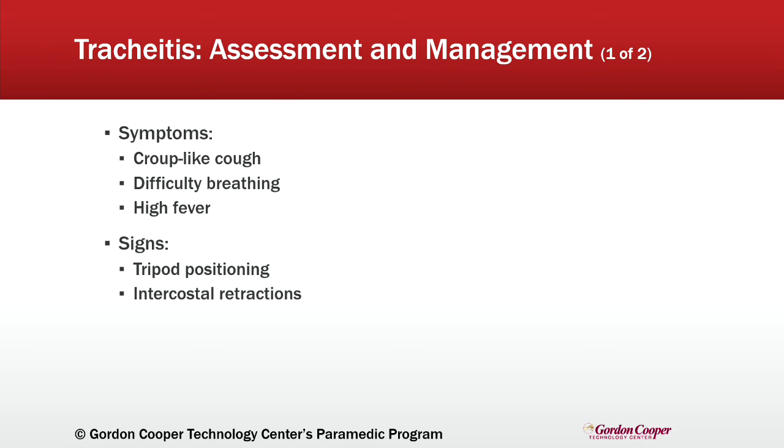Symptoms of tracheitis include a deep croup-like cough, difficulty breathing, high fever, and high-pitched stridor with breathing as well. They may exhibit signs of tripod positioning and may even have some intercostal retractions when they're breathing. Remember, this condition can progress from respiratory distress to respiratory failure pretty quickly if not addressed.